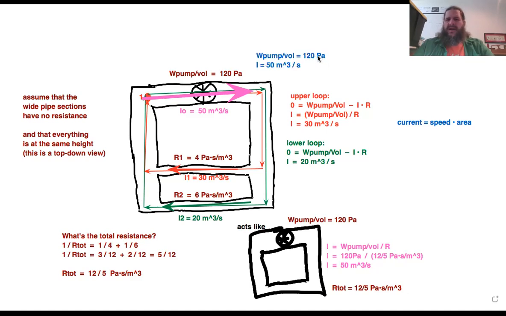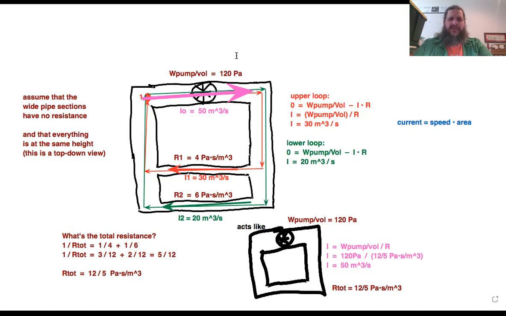what's another way of writing pascals? If we want to emphasize that it's an energy density, it can always be written as what over what? Joules per cubic meter. Yeah. And that's just the same as pascals. Pascals can also be written as joules per cubic meter. If we combine these, if we multiply work density of the pump times current through the pump, 120 times 50, then the units are going to be joules per cubic meter times meters cubed per second.